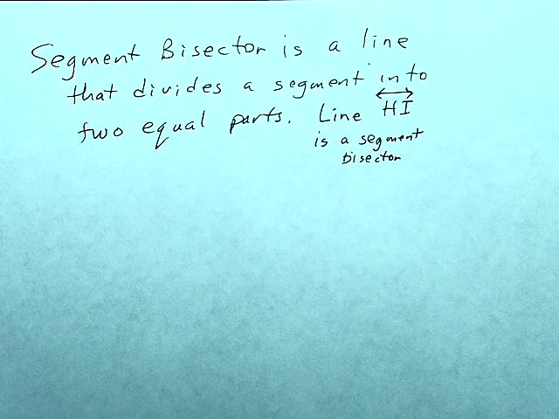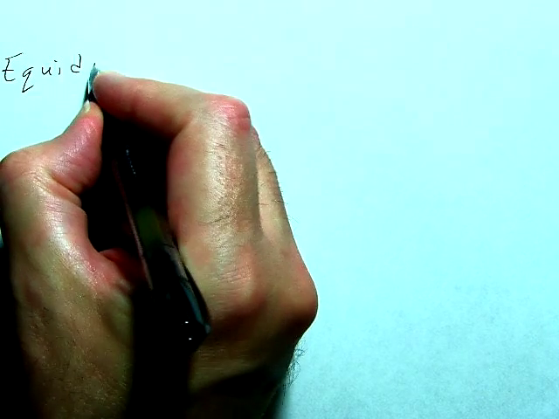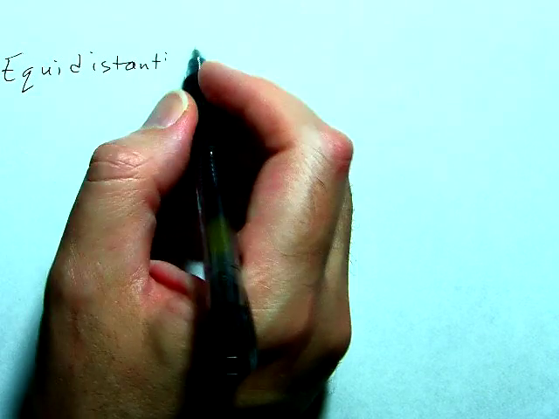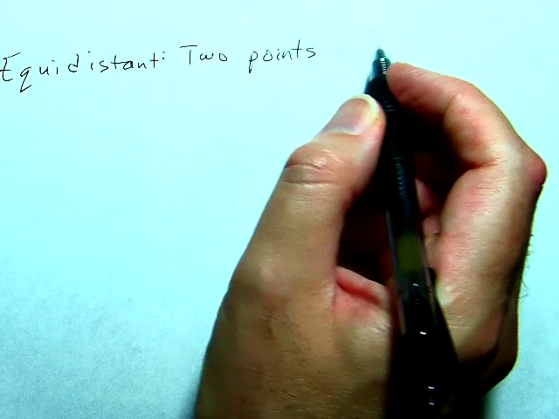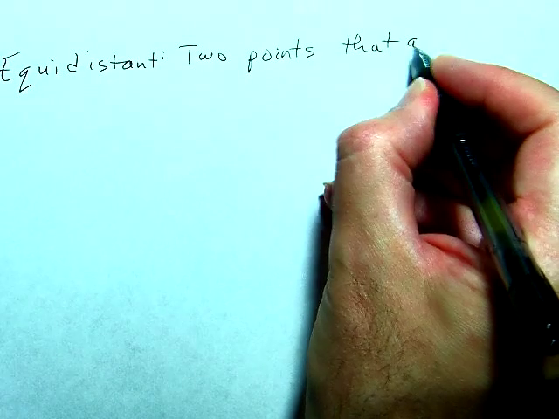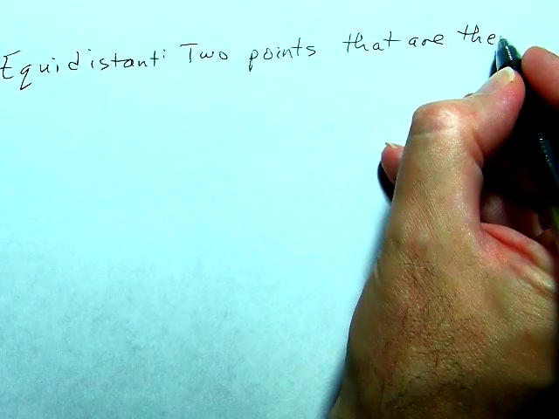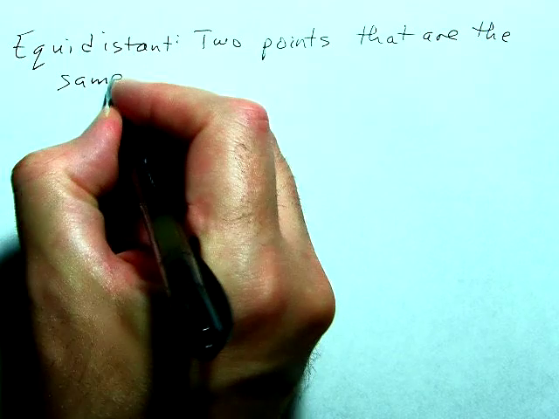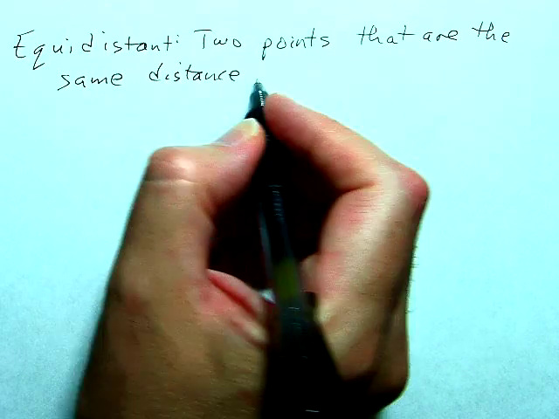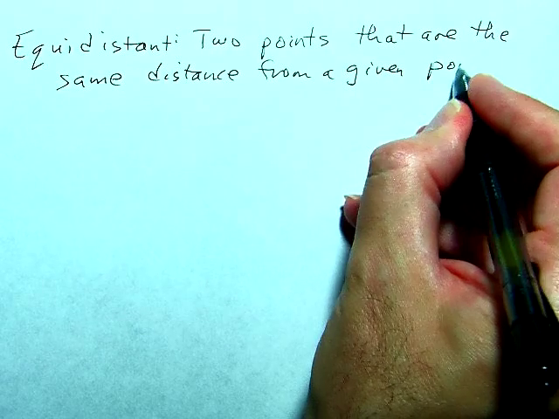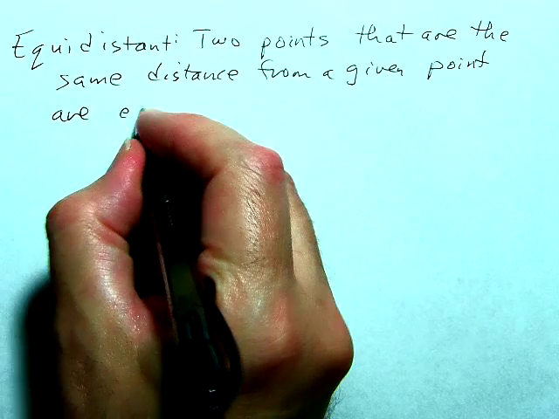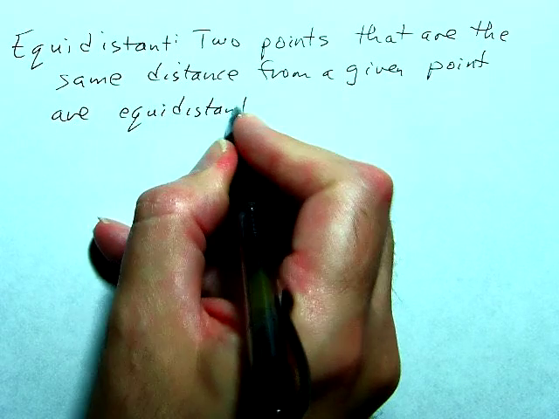Okay, good. Our next word, equidistant. We say that two points that are the same distance from a given point are equidistant from that point.